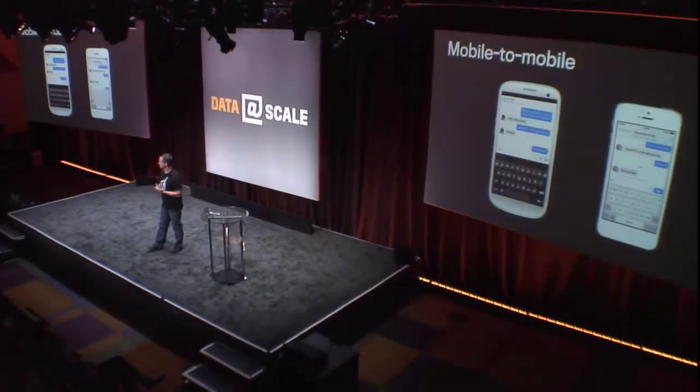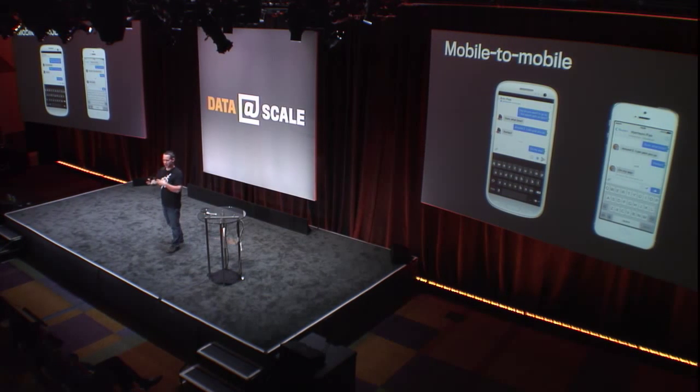In an email-type system, you have one large email sent. It's asynchronous. You get it a little bit later. Whereas with mobile-to-mobile messaging, there instead ends up being a lot of back-and-forth communication going on in real time. So it's much more of a synchronous model than the asynchronous model there.